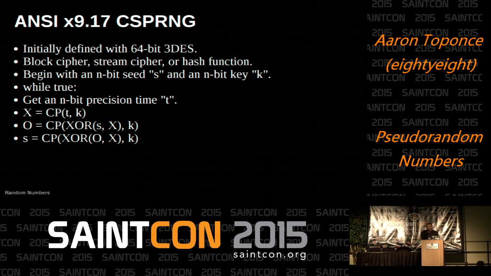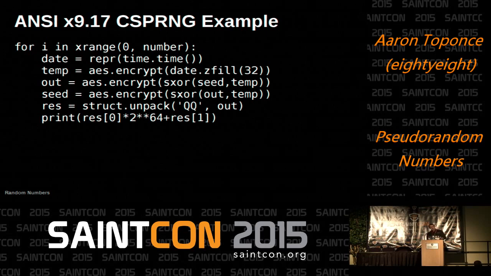We're going to create an n-bit seed, S, and then, of course, have my private key. And then for all the numbers that I want to generate, for each time in this loop, I'm going to get a current precision timestamp, down to the picosecond, if possible. I'm going to encrypt that timestamp with my primitive to create a temporary value. The next step is to exclusive OR the seed with that temp value and encrypt the result. That's what gets output as my random number. But then I reseed, or regenerate a new seed, by XORing my output, my just recently found random number, with my temporary result earlier, and that becomes my new seed. And then I go back through the while loop, generate a new timestamp, get a new temp value, and so forth. Here is ANSI X9.17 in Python.